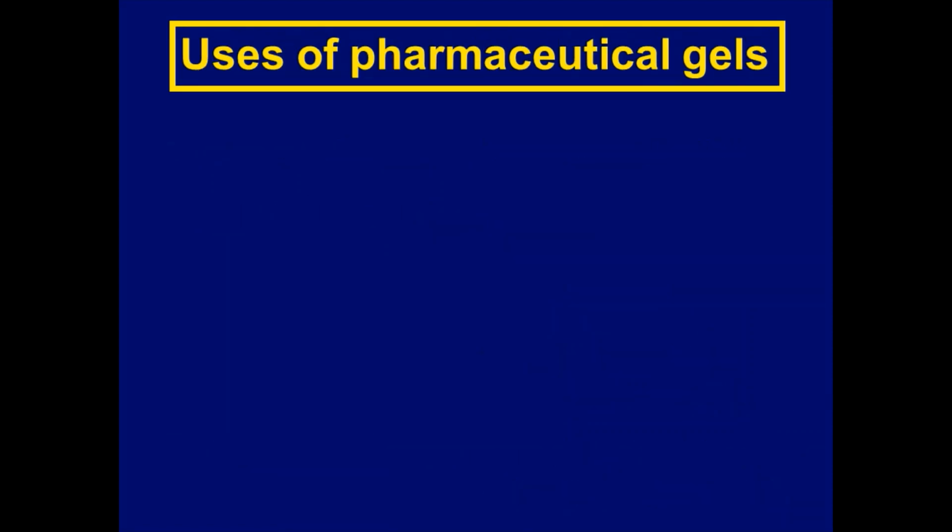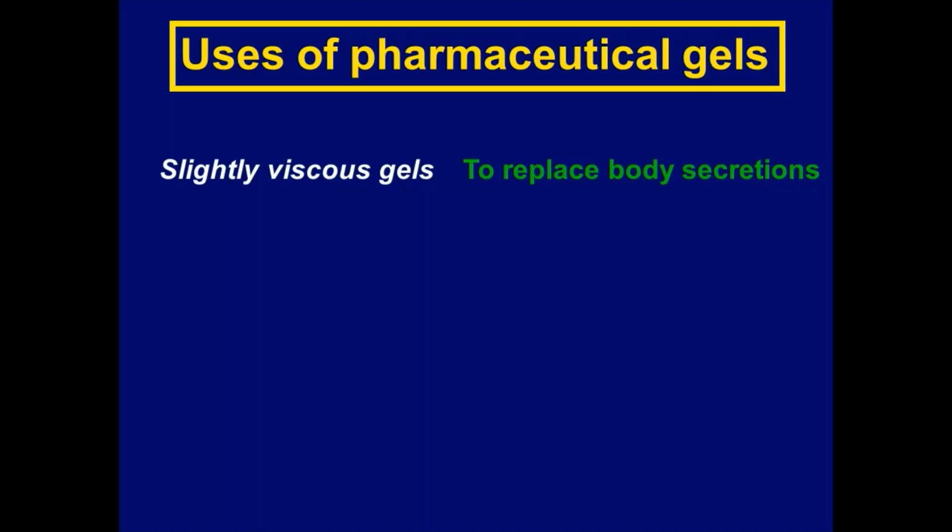Uses of pharmaceutical gels. Pharmaceutical gels are used in different uses according to their viscosity. Slightly viscous gels are used to replace body secretions. وأكثر مثال هو artificial tears. ناس اللي عندها excessively dry eyes, they may use artificial tears to hydrate their eyes. Artificial tears are example of slightly viscous gels.